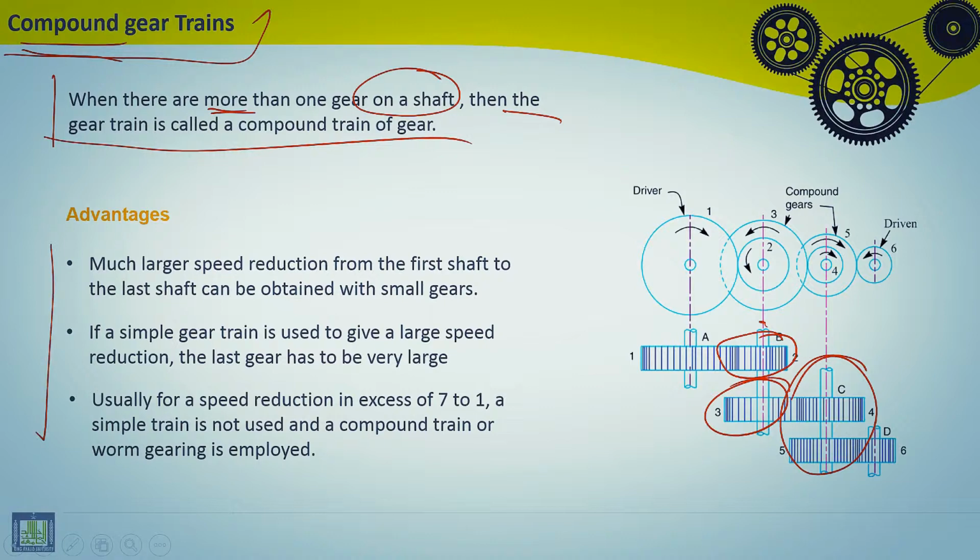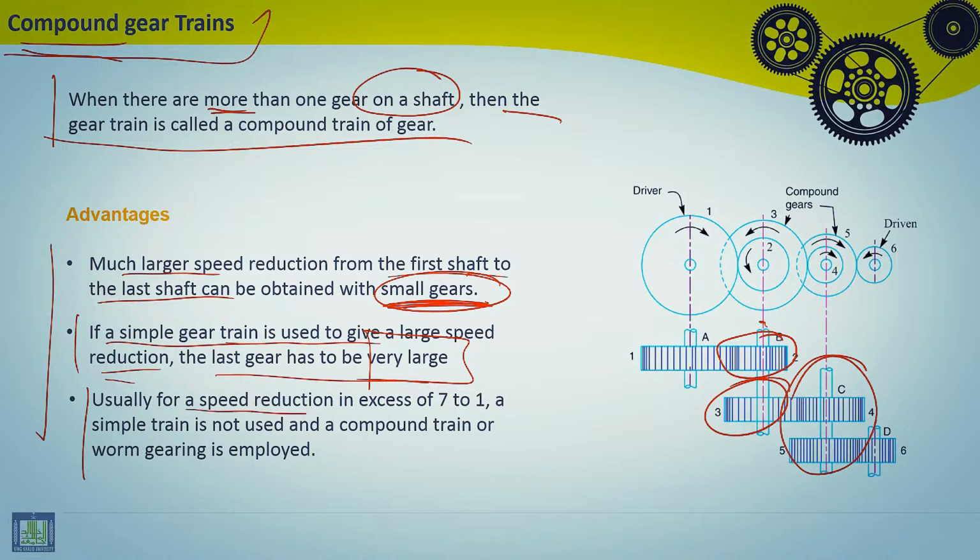Some advantages of compound gear trains: a much larger speed reduction from the first shaft to the last shaft can be obtained with small gears. If a simple gear train is used to give a large speed reduction, the last gear has to be very large. Usually for a speed reduction in excess of 7 to 1, a simple train is not used, and a compound train or worm gearing is employed.